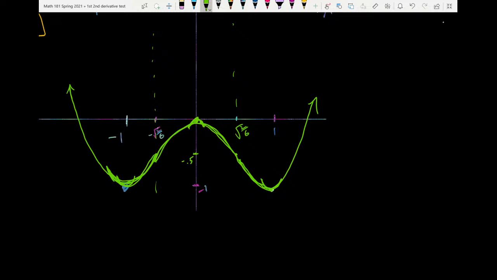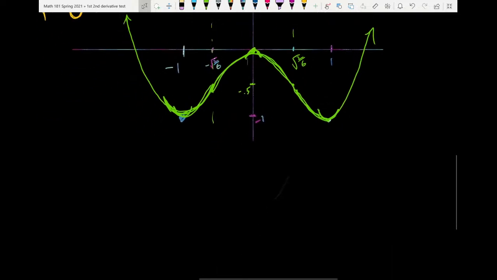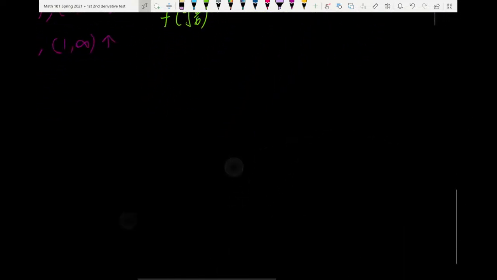Whew. The first problem we did, a hard one. All right, let's do it again. For the minimum and maximum, I care about the y value. For the point of inflection, not so much.